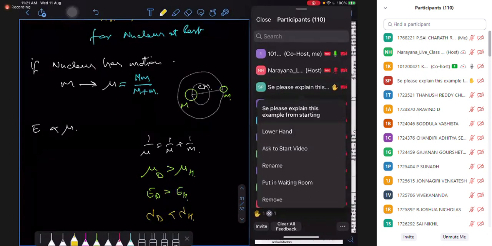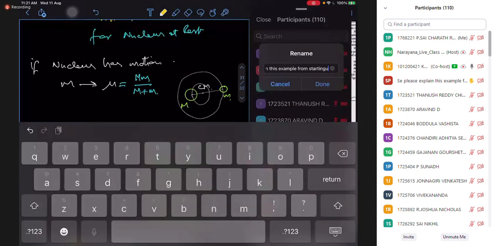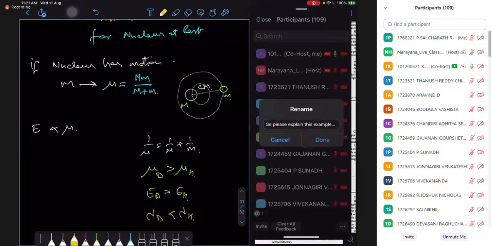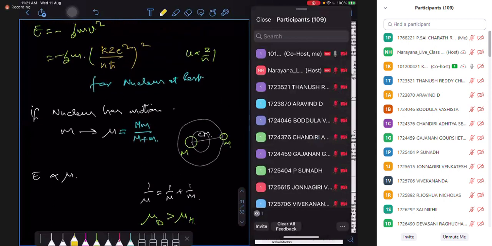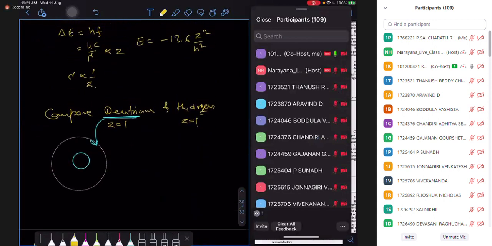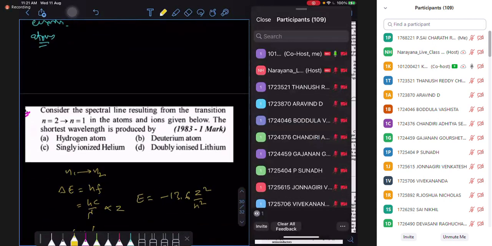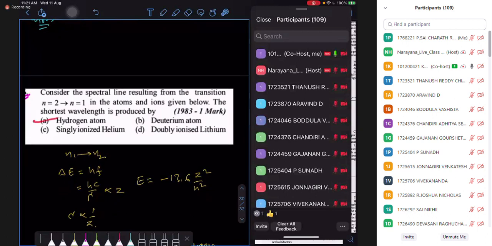So once again, listen here. What happened in the question? This question was quite simple. IIT asked a simple question, and I have twisted the question slightly. In IIT, they are asking only which of the following A, B, C, D will give the shortest wavelength.